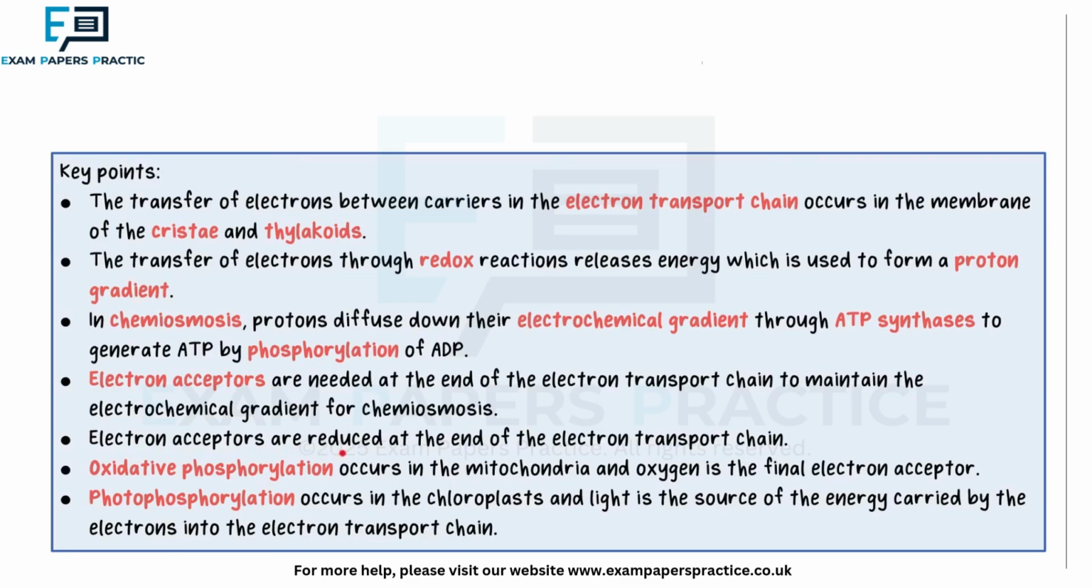Electron acceptors are reduced at the end of the electron transport chain. Oxidative phosphorylation occurs in the mitochondria and oxygen is the final electron acceptor. Photophosphorylation occurs in the chloroplasts and light is the source of the energy carried by the electrons into the electron transport chain. Note that the buzzwords are highlighted, and these are the words that are important to include in your written answers. So, overall, the electron transport chain and chemiosmosis are key concepts in understanding how cells generate ATP through the processes of respiration and photosynthesis.